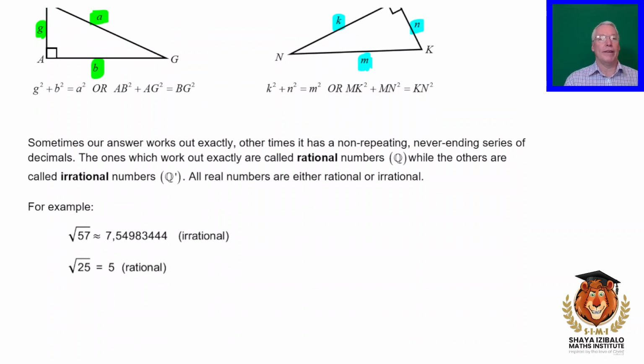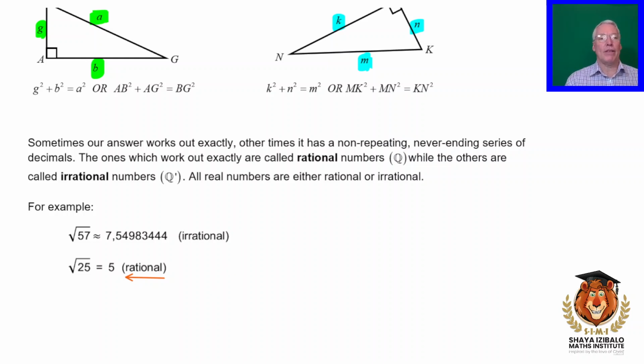Sometimes we don't get exact numbers for our answers when we work out the lengths of sides. This is a great time to introduce you to what we call irrational numbers. Sometimes we get a number that works out very nicely, like 5, or even 7,5. That's what we call a rational number. It's a ratio number. Any of those numbers we're able to write as a ratio of two whole numbers.